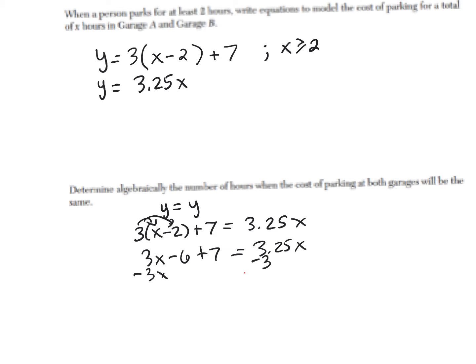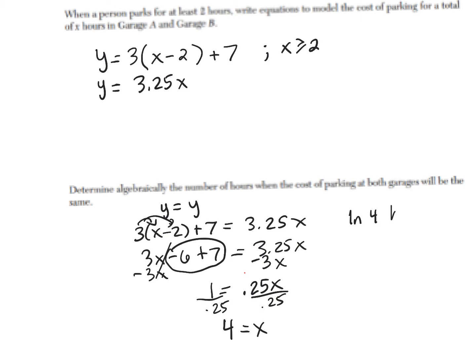Subtract 3x from both sides. And you'll have these two combine, so you'll have 1 equals 0.25x. So you end up with 4. Well, I'm sorry, in 4 hours, they'll both be the same. So in 4 hours, the cost will be the same.